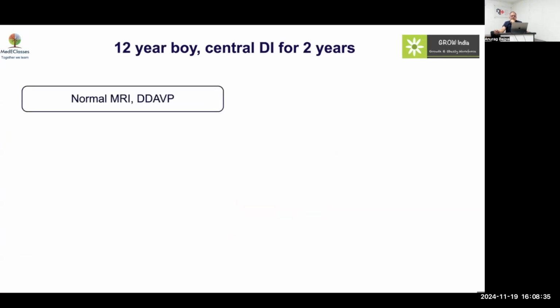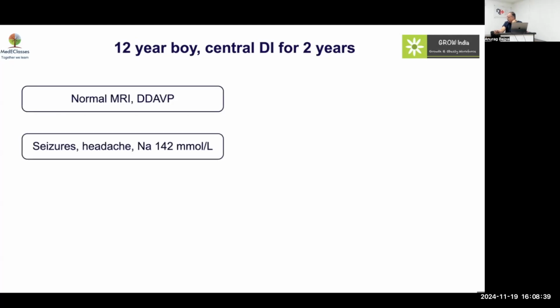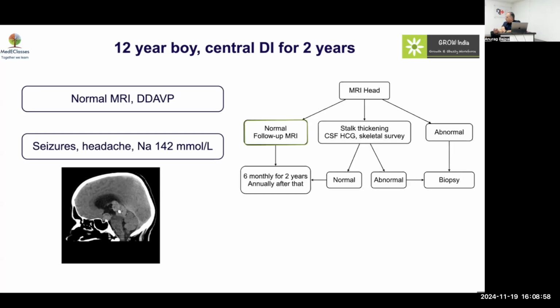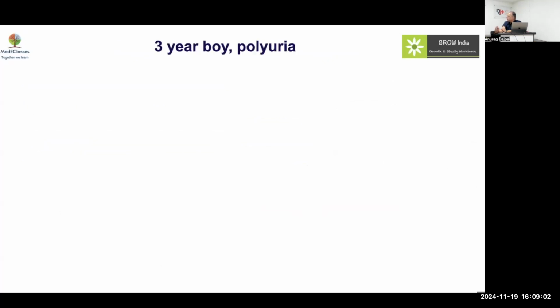12-year-old boy, central DI for 2 years, normal MRI and DDAVP was being given. Now develops seizures and headache. Sodium is normal and you find this. So there is a tumor. So this germinoma was missed out. It may develop over follow-up. This is something you have to be cautious about. So follow-up MRI should have been done every 6 months in this child.